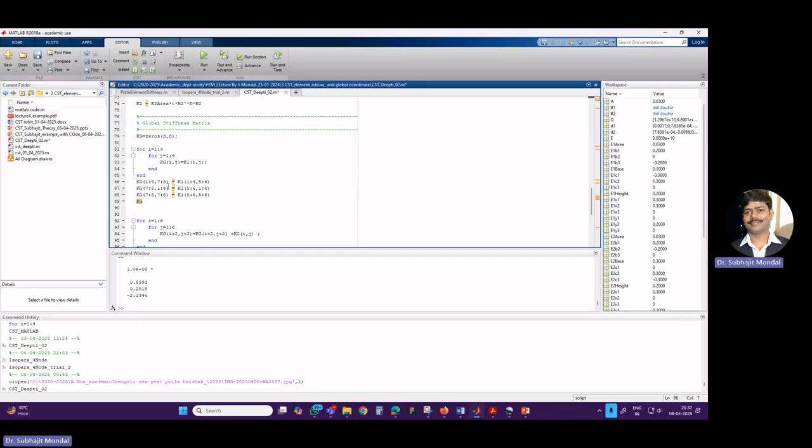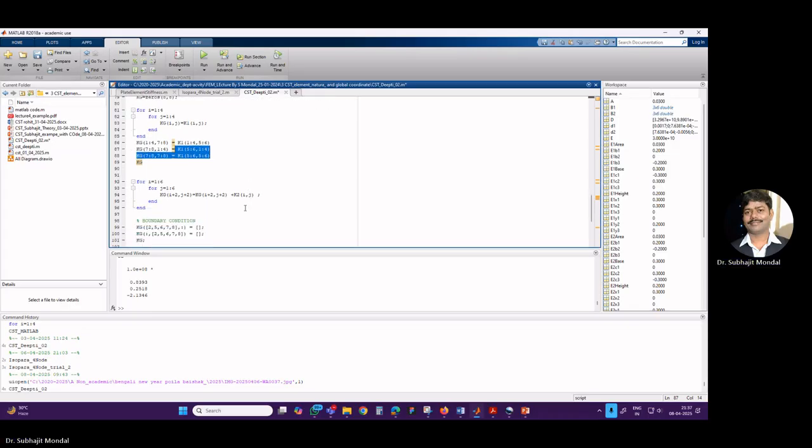Here we are adding the stiffness matrix for element 1. Okay, this part basically is for the stiffness matrix of element 1 into the global stiffness matrix, and this part basically we're adding the stiffness matrix of the element 2 to the global stiffness matrix. So here we have total 8 by 8 size.